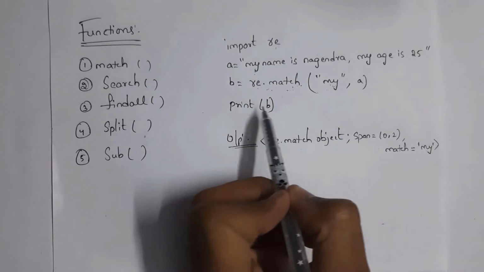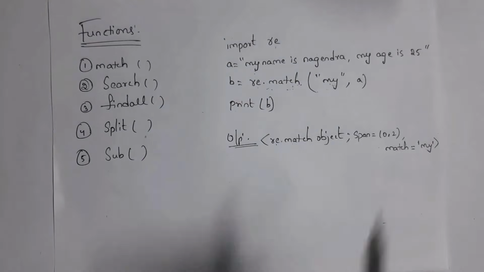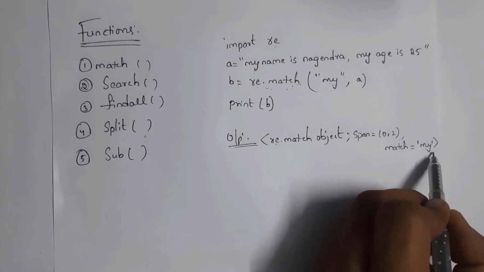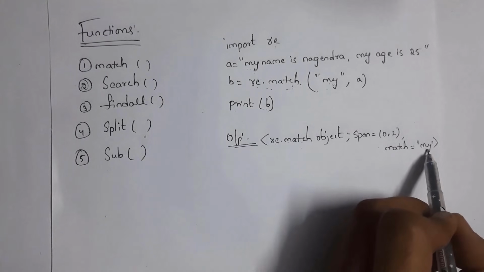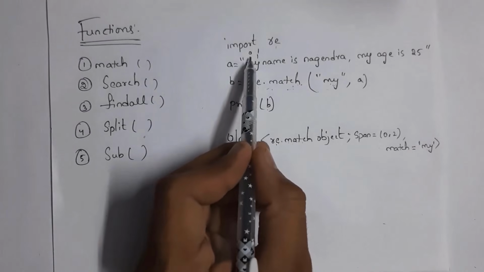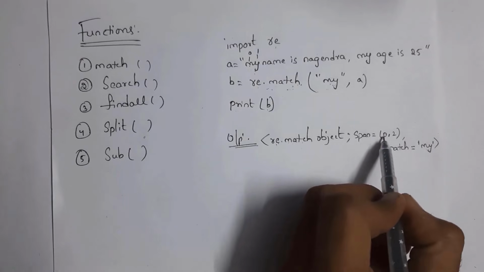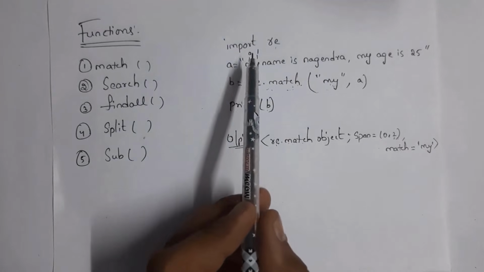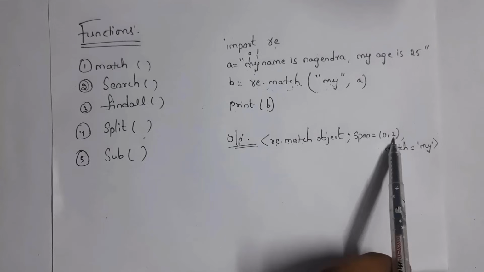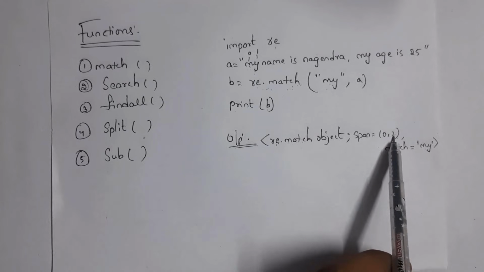So whenever you write here print B, you will get output re.match object, span equal to (0, 2), match equal to 'my'. That means we found a match, that is 'my', at index numbers 0 to 2, where M is stored in index number 0 and Y in index number 1. So here we will get output span equal to (0, 2). Here actually I should get output 0, 1, but it will add +1 for the last index. So I will get output span equal to (0, 2).